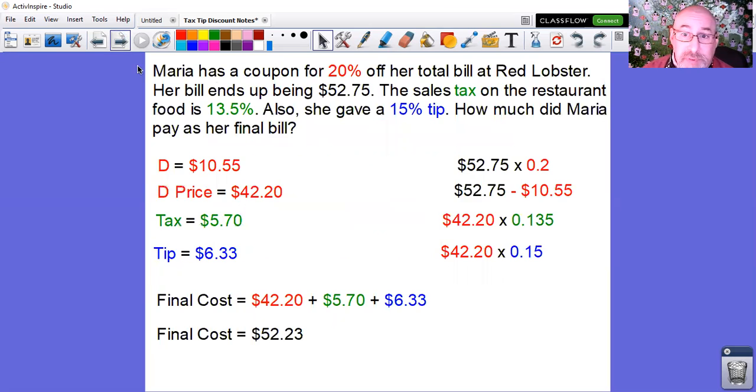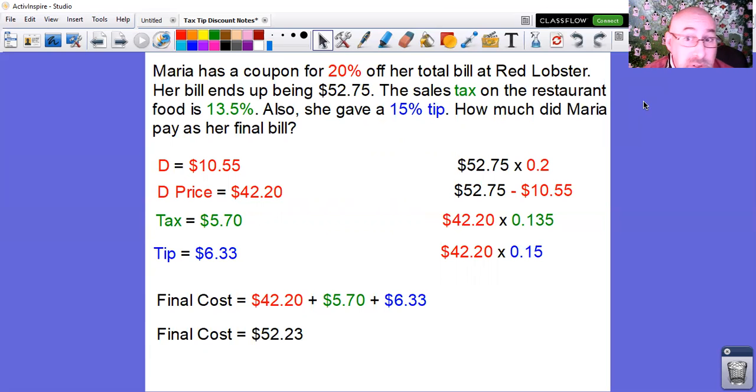So we have an example of that. Maria has a coupon for 20% off her total bill at Red Lobster. Her bill ends up being $52.75. The sales tax on the restaurant food is 13.5%. Also, she gave a 15% tip. How much did Maria pay as her final bill?